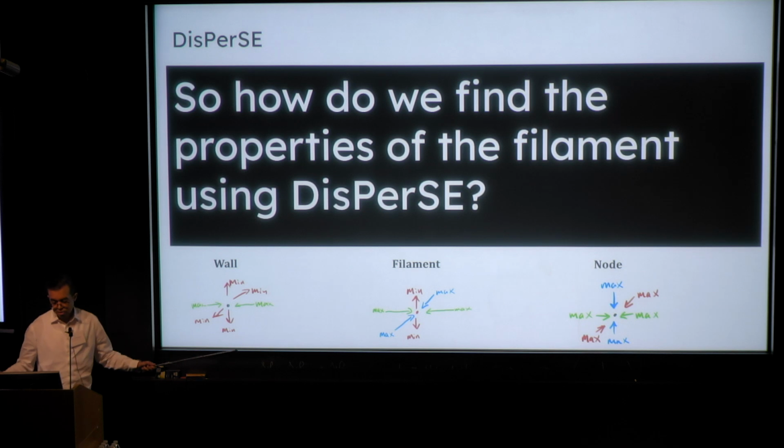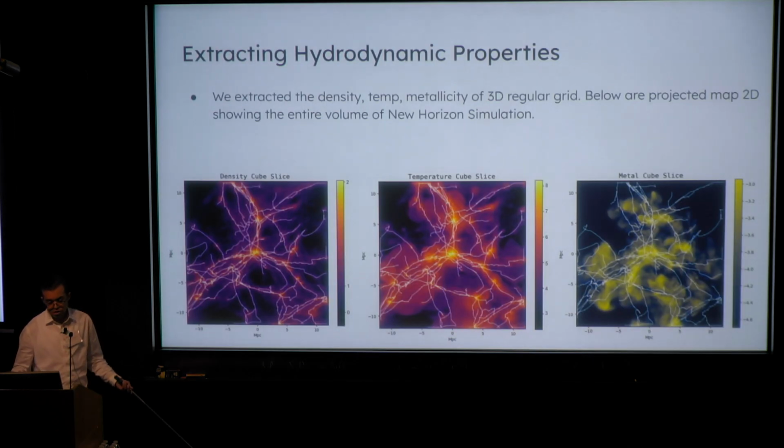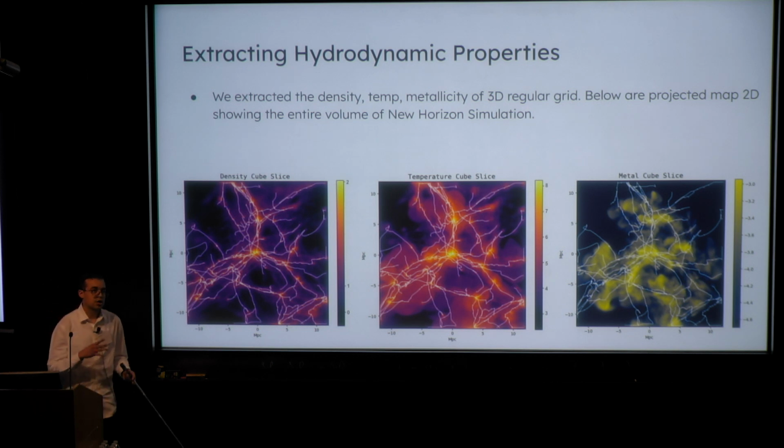So how do we find properties of these filaments using our tool Disperse? The first thing that we did was that we took our cube, which is the full volume of New Horizons, and we made slices of these cubes, and we said, well, what are our hydrodynamic properties? And these properties, in our case, are density, temperature, and metallicity. And as you can see, these specific properties follow along where the filaments are, and they tend to be higher where the nodes are as well.